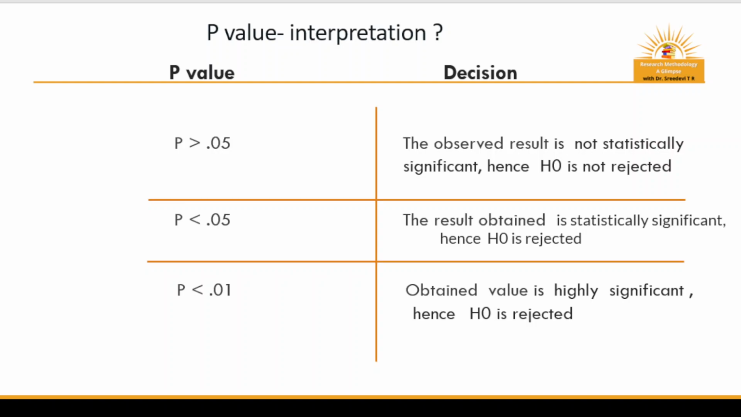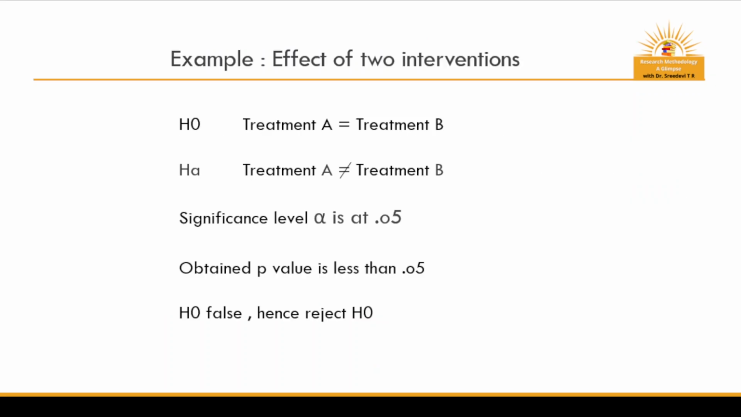To make this concept more clear, I will explain this with an example. The researcher wants to find out the effect of two interventions, treatment A and treatment B. Two groups are selected by random sampling method and treatment given. Now we will discuss the steps in testing of hypothesis. So first step is to formulate the null hypothesis, treatment A equal to treatment B. Alternative hypothesis, HA or H1, treatment A not equal to treatment B.